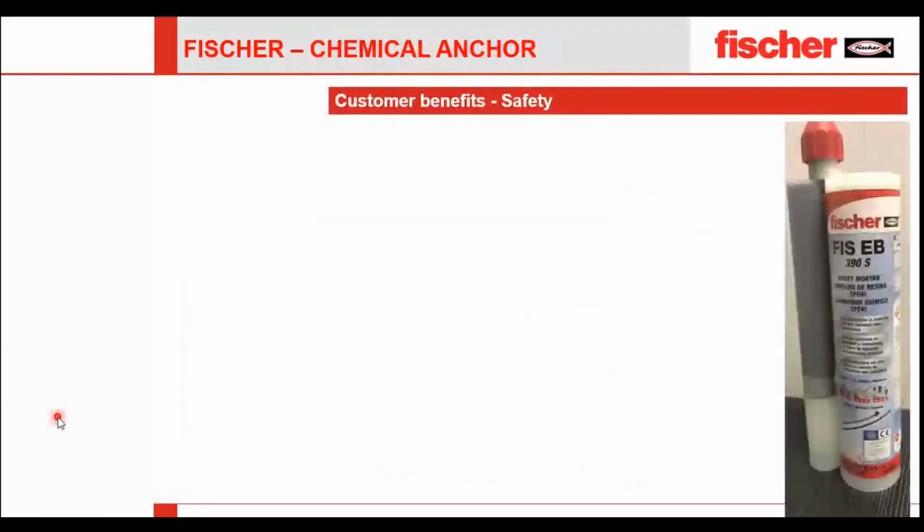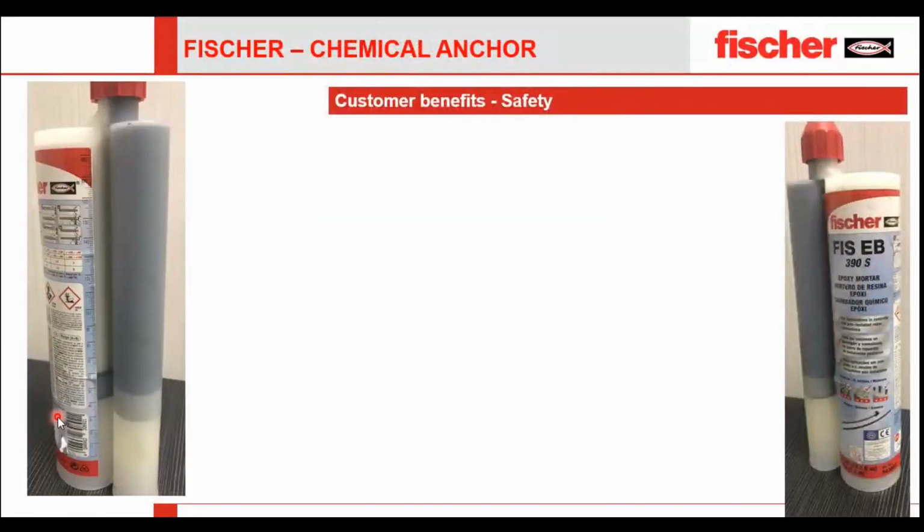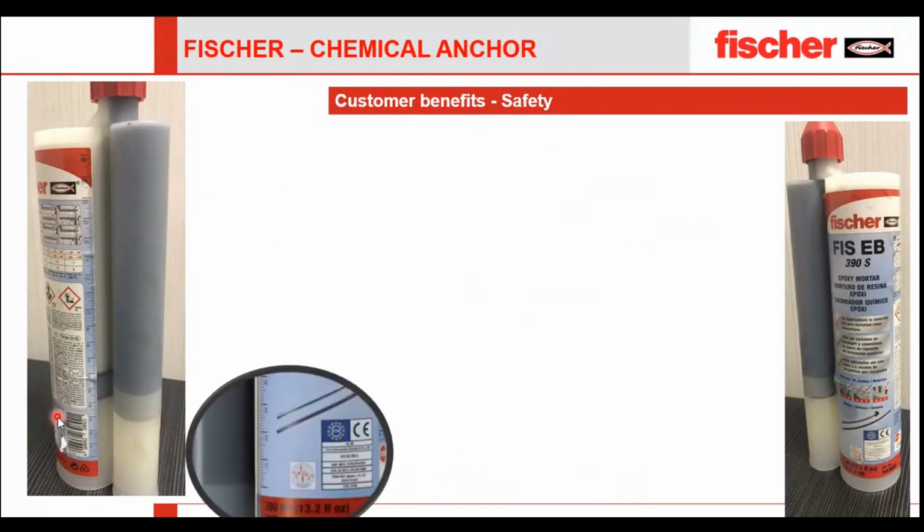Now, the second one, which is chemical hanger. Mostly everyone on the site has used chemical hanger. So what is the difference in Fischer chemical hanger? Is you have a scale unit. When you have a scale unit, you make sure that one unit is 2 ml.